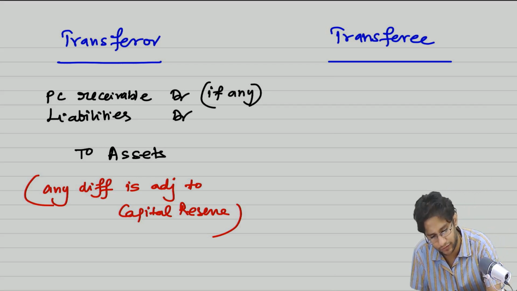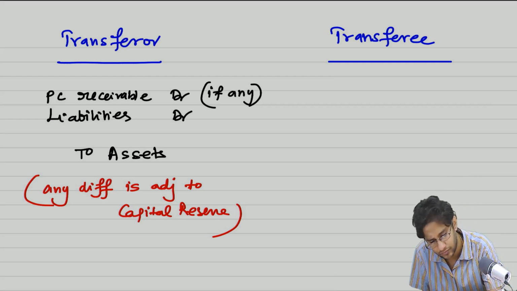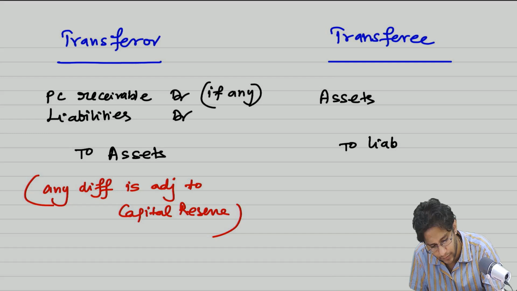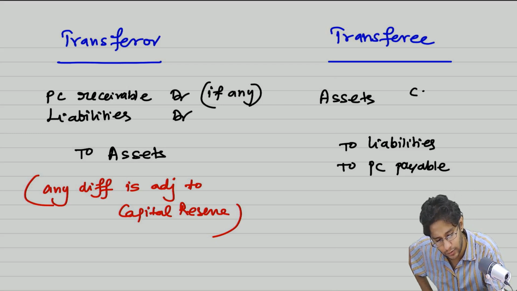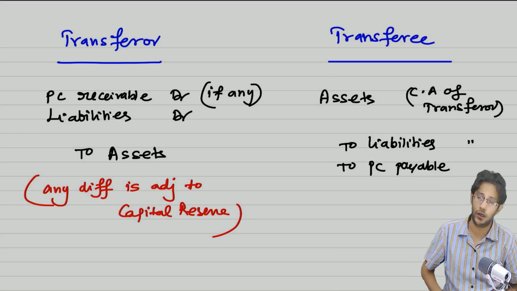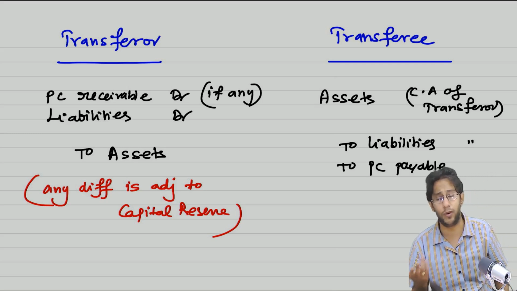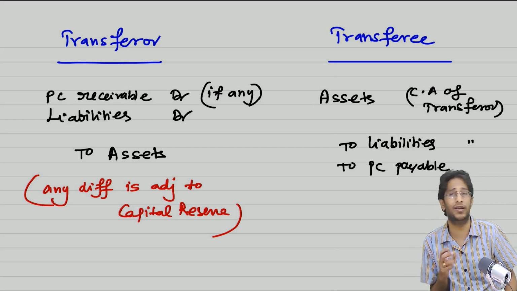Coming to the transferee's point of view, whatever assets and liabilities this fellow is giving away, you have to recognize now. So assets to liabilities. You have to pay PC, either to the vendor company or shareholders of that company, or to somebody. But here you have to recognize only at the carrying amount of the transferor. You cannot recognize these amounts at fair value. Incorporation entry, but you cannot bring fair value, because if you bring fair values, you have to create goodwill. I am anyway not going to create goodwill because control is not changing hands.